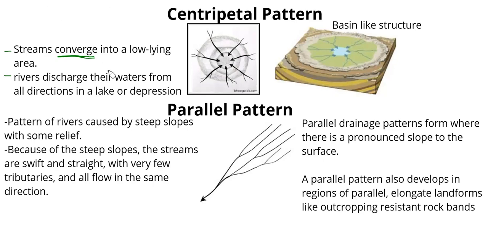But what is important here, guys, is that you need to be able to identify the pattern, and know why we have a parallel pattern. We have it on steep slopes. So these are the major things that you must understand. And for centripetal, the rivers discharge from all directions. So once you see these arrows coming in, you know that one is centripetal. When you see streams going out, you know that one is radial.